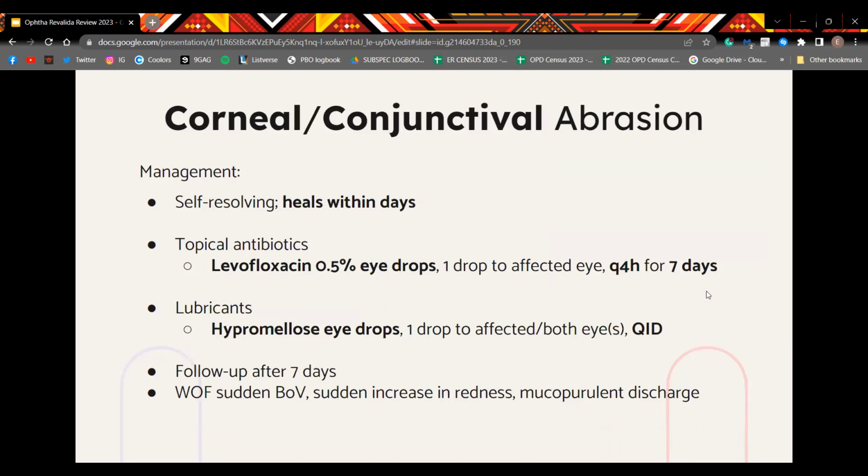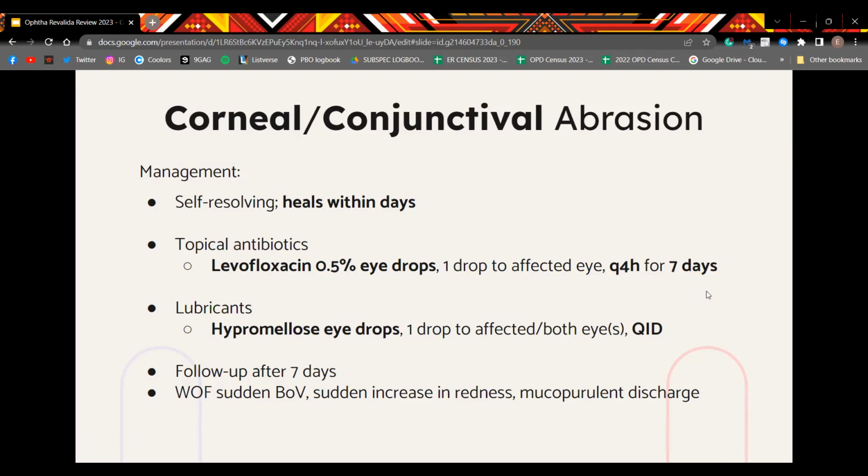Management ng abrasion would be basically antibiotics lang and lubricants. So this is self-resolving, usually heals within days. Ang important lang is kapag may sugat pa, the first few days, hindi siya ma-infect. This is why we give topical antibiotics in the form of levofloxacin and lubricants na rin to alleviate yung foreign body sensation and yung irritation sa eye.